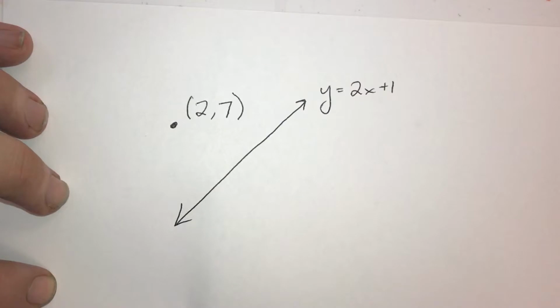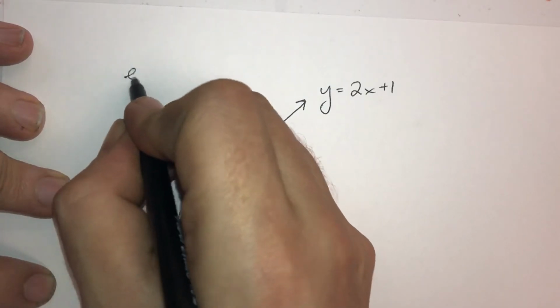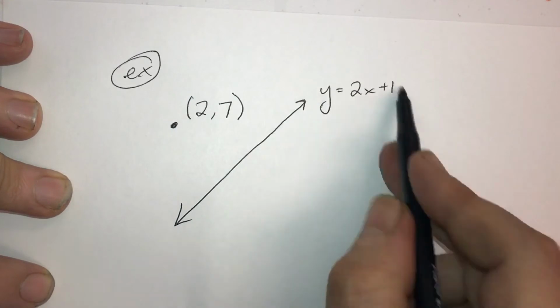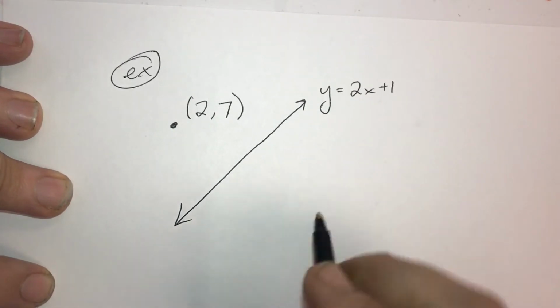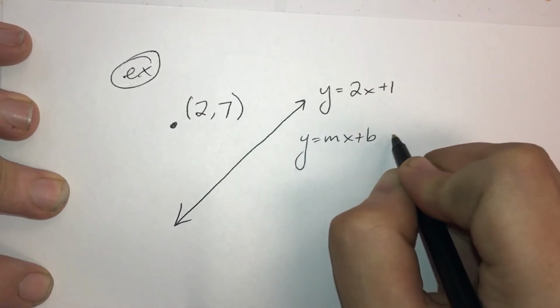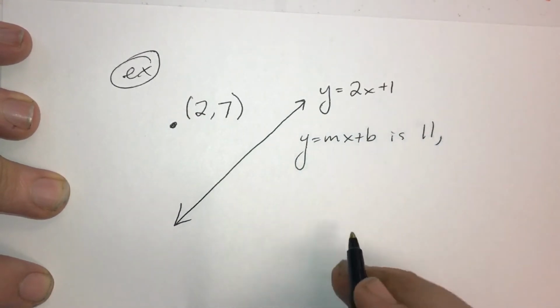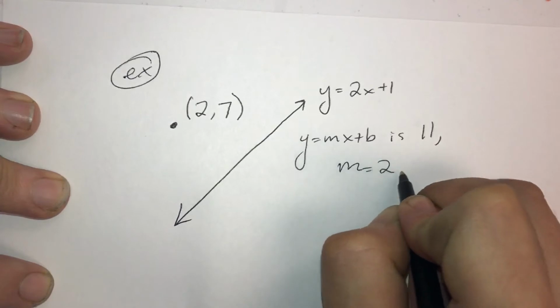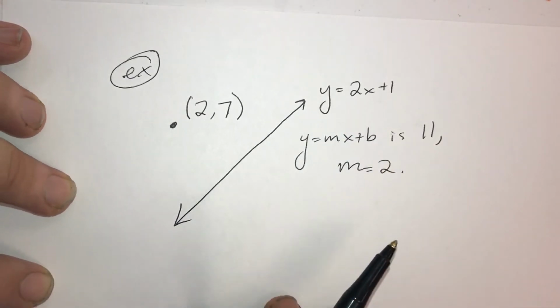I wanted 7 too, but that's okay. We'll just do 2, 7. So let's find the parallel line to this line. Well, we just discovered that the parallel line to this line is any line that has the same slope. So if our line y equals mx plus b is parallel, then m is equal to 2, because it has to have the same slope in order to be parallel.